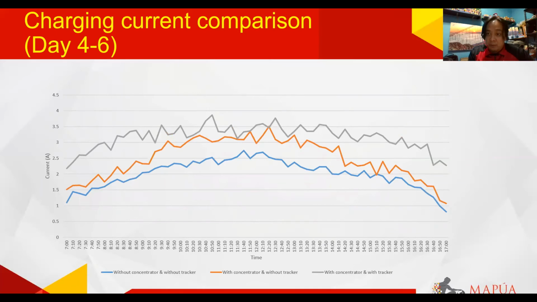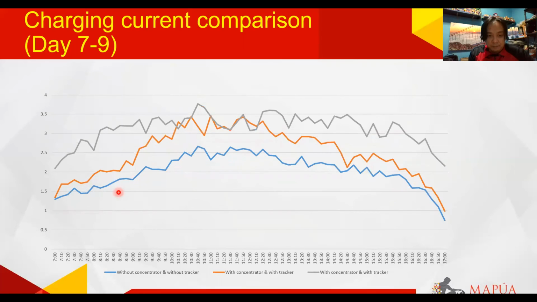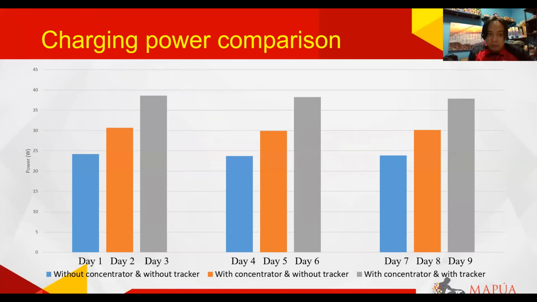This is also for days 4 to 6, then 7 to 9. The power consumption is also described here, and as expected, the setup with concentrator and tracker yields the best result. So first day, second day, third day, we determine the results, and then we repeat it in trial 2 and trial 3 respectively.